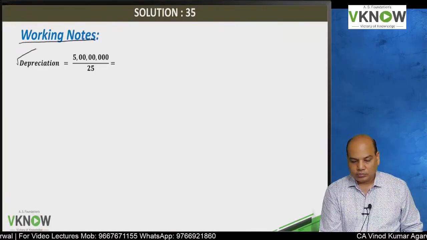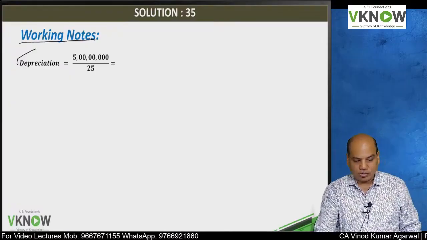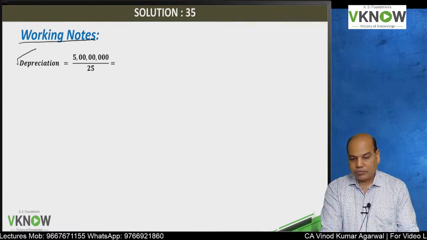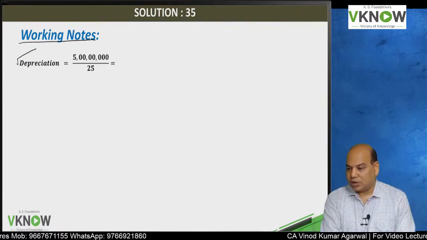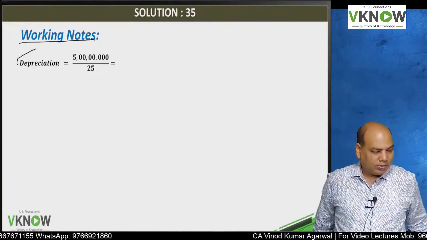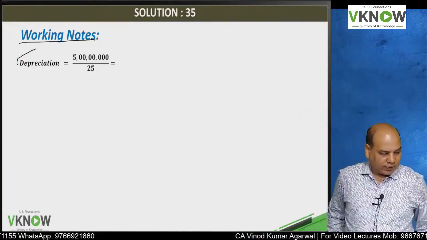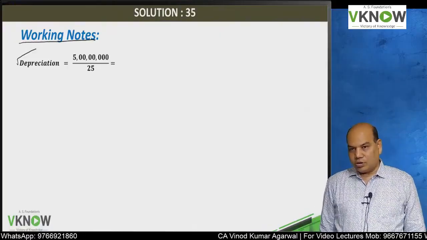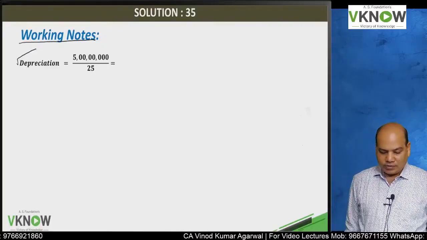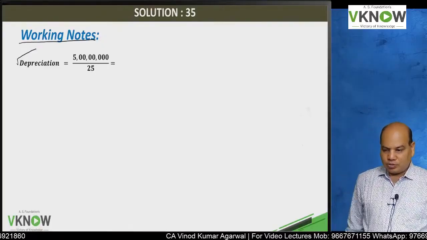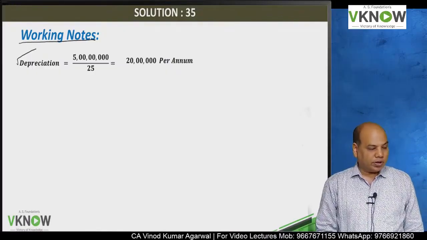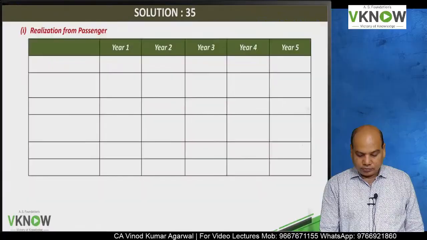Depreciation. Please write down in your notebook, not the study material, notebook. Depreciation per annum will be 5 crore, the cost of the aircraft, divided by 25 years. So depreciation would be 20 lakhs per annum.